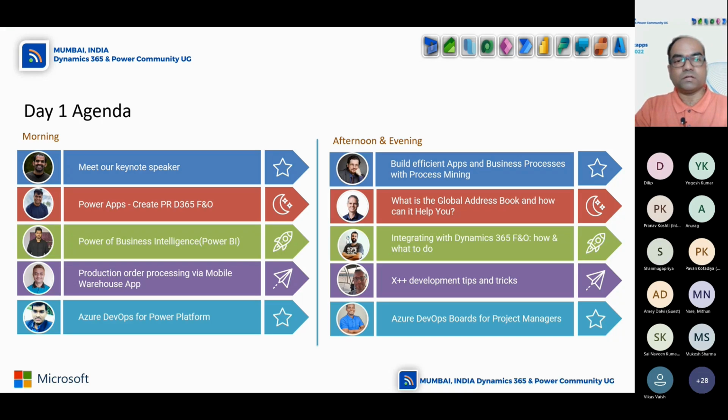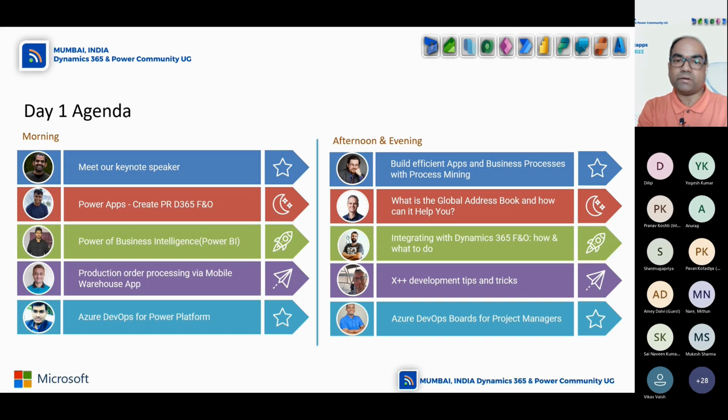Then in the afternoon, we will kick off the session again, where the Microsoft R&D lead from the Power Platform side, Ilya, is going to focus more on how to build efficient apps and business processes. I think many of you are aware that process mining is one of the core aspects in Power Automate and the Power Platform side, and Ilya is going to simplify that understanding for all of us.